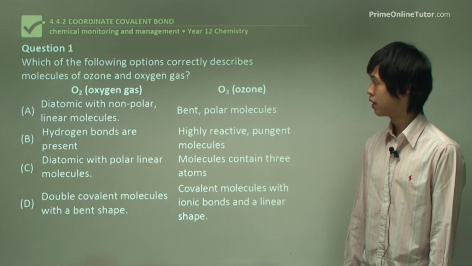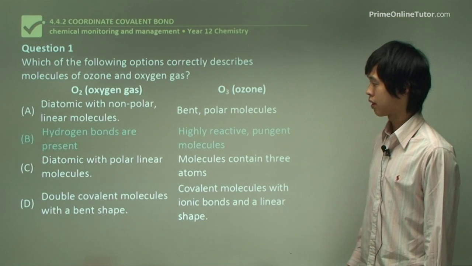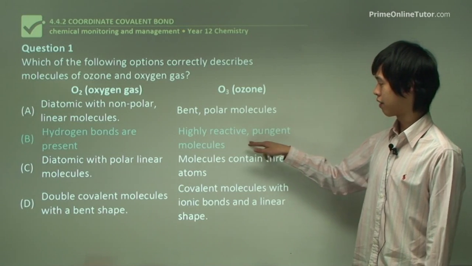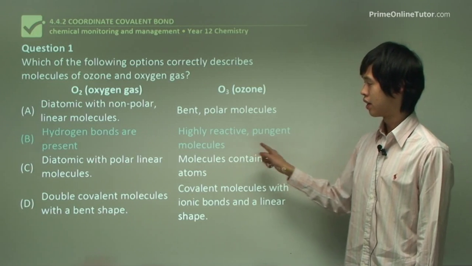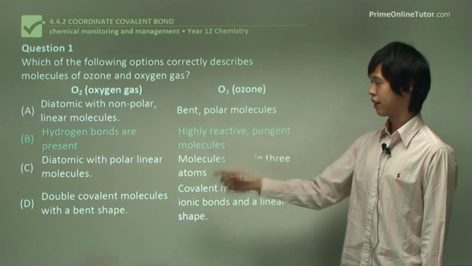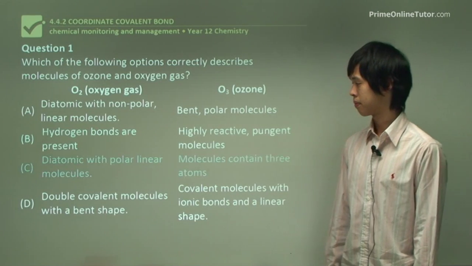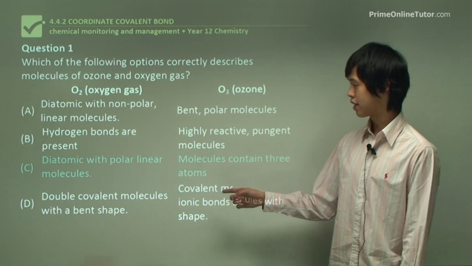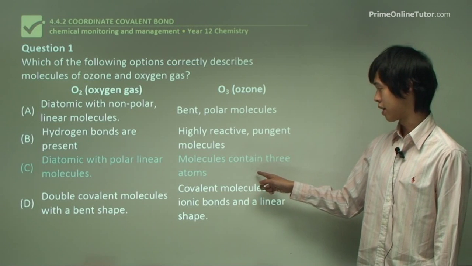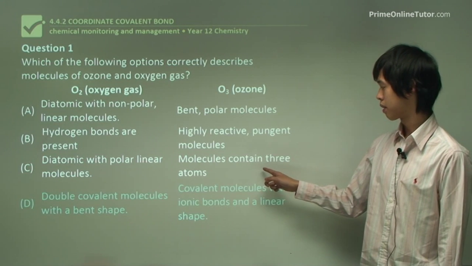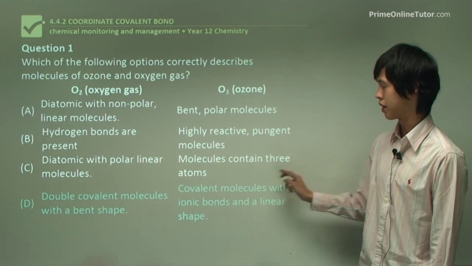So question 1, which of the following options correctly describes molecules of oxygen gas? So we have hydrogen bonds are present, highly reactive for oxygen, and for ozone, highly reactive pungent molecules. So this side is true, but however, the whole question is wrong. B is wrong because there's no hydrogen bonds in oxygen gas. So C, also incorrect. Diatomic with polar linear molecules, which is true, and molecules contain 3 atoms, which is also true, but again, this is not fully correct. It doesn't, because this is not polar.